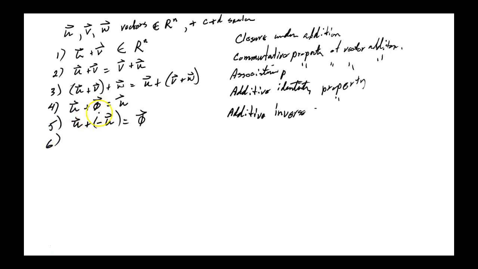Okay, number 6. These start our scalar multiplication. The first is that C times vector U is an element in Rn. In other words, since U is a vector in Rn, you multiply each of its components by the scalar number C, you're still a vector in Rn, in n space. So it's also an element of n space. Now, this is the closure property under scalar multiplication.